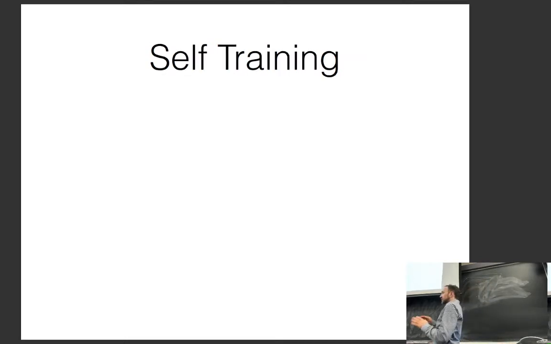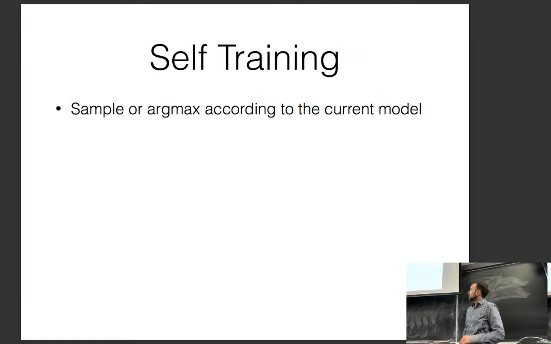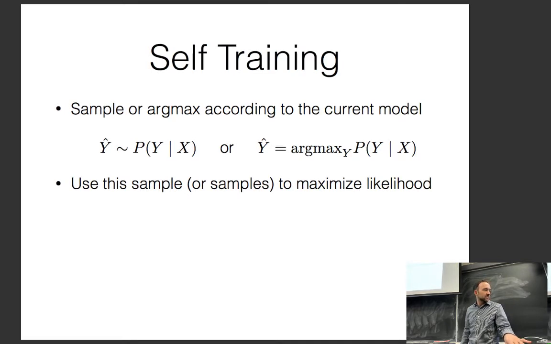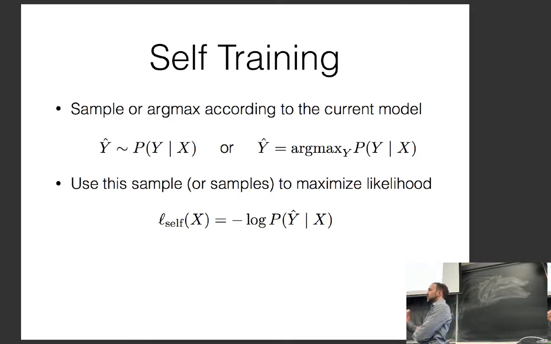Now I'm going to gradually take some steps in the direction of the policy gradient method that will explain its connection to maximum likelihood. The first thing we can think about is something called self-training. In self-training, we take a sample, or we take the argmax according to the current model. Based on this, we use the sample or samples to maximize the likelihood. So instead of taking the likelihood with respect to the true output, we take the likelihood with respect to our sampled or argmaxed output. What this is doing is we're asking the model what it thinks is the correct answer, then we're trying to improve the probability of this answer.